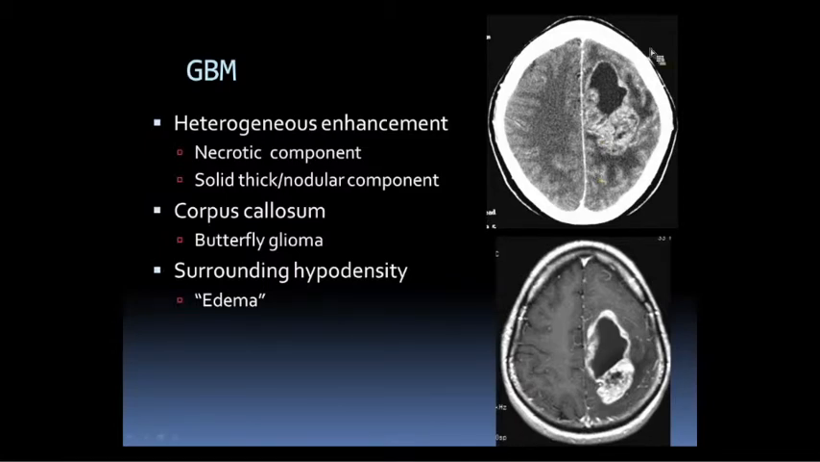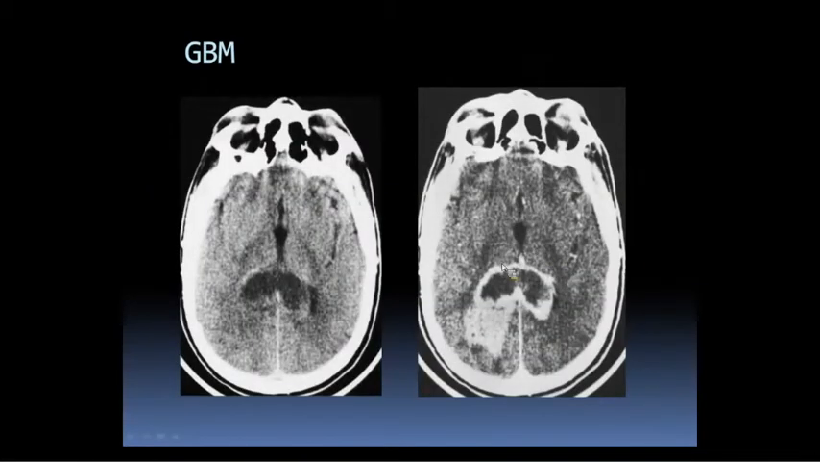And then they typically have a necrotic cystic component, as opposed to something like meningioma or lymphoma that typically has relatively uniform enhancement. Corpus callosum is a classic location. You have probably all heard of the term butterfly glioma, and that would be a good description of this, where it basically crosses on both sides of the corpus callosum.